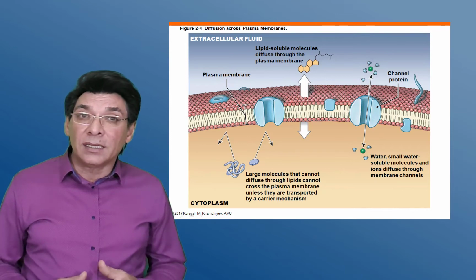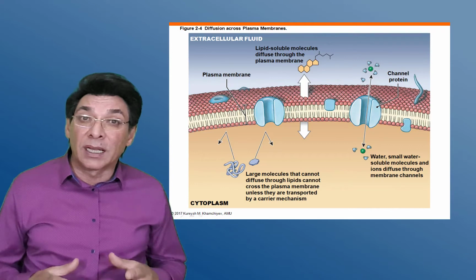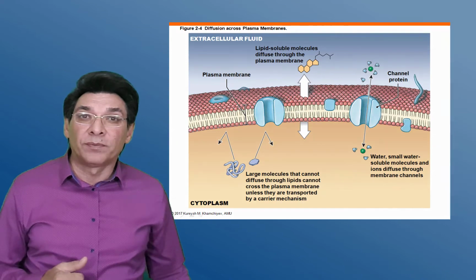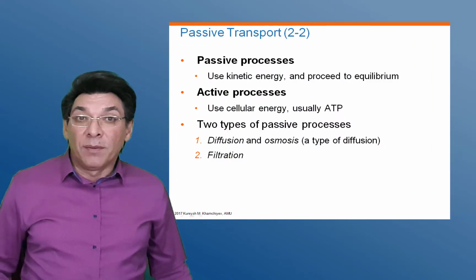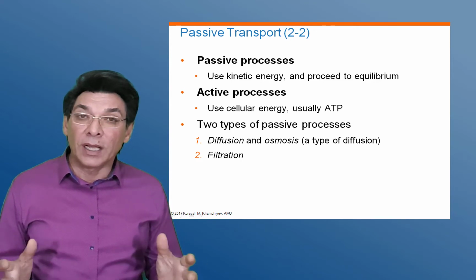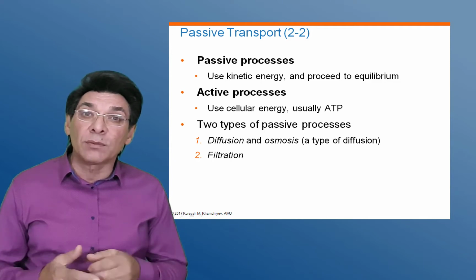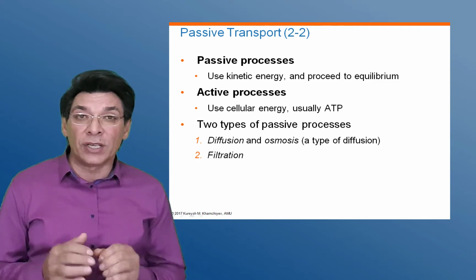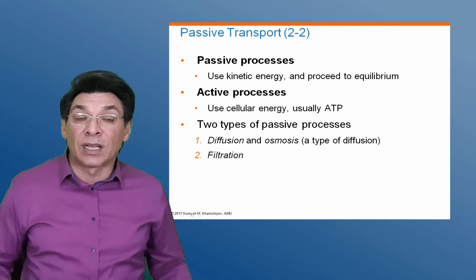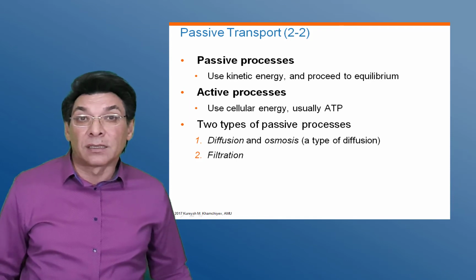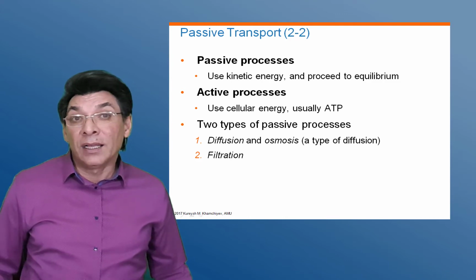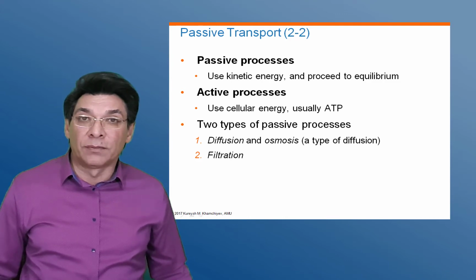There are two ways a molecule can be transported across a cell membrane: passive and active transport. Passive transport doesn't require energy or ATP. It just involves movement down a concentration gradient. There are three basic categories of passive transport in the body. First is diffusion, second is facilitated diffusion, and the third is filtration.